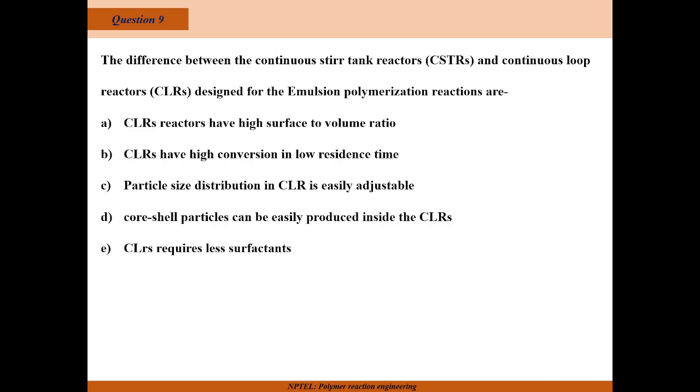The difference between continuous stirred tank reactors and continuous loop reactors designed for emulsion polymerization are: CLR reactors have high surface to volume ratio. CLR have high conversion in low residence time. Particle distribution in CLR is easily adjustable. Coarser particles can be easily produced inside CLRs. CLRs require less surfactants.